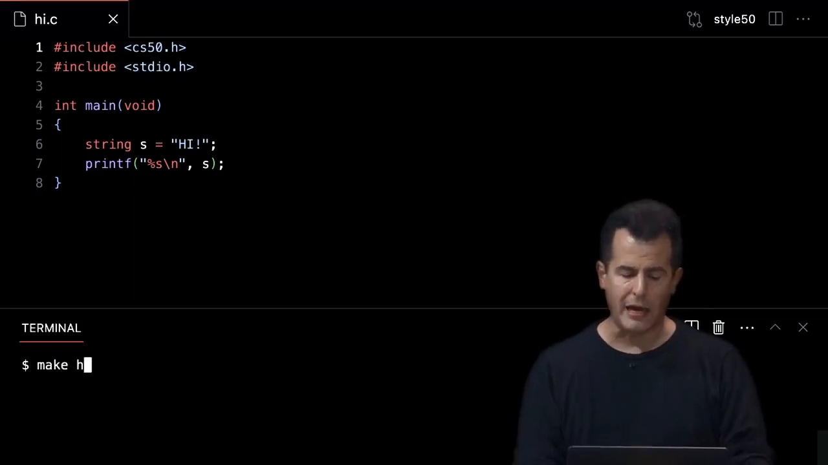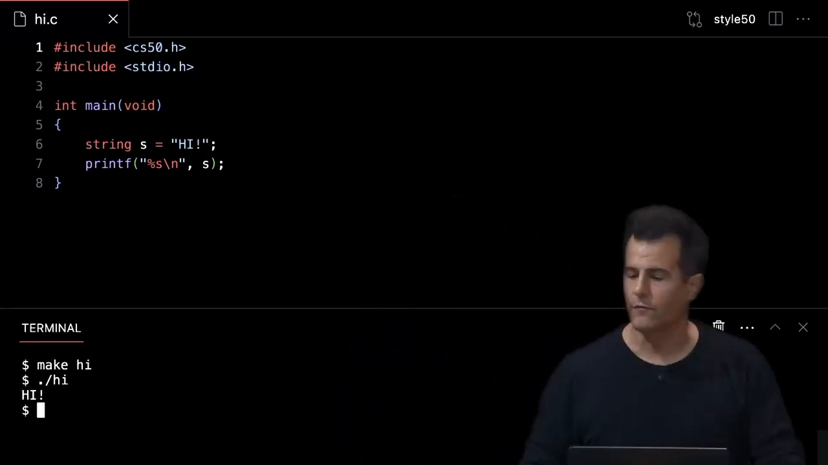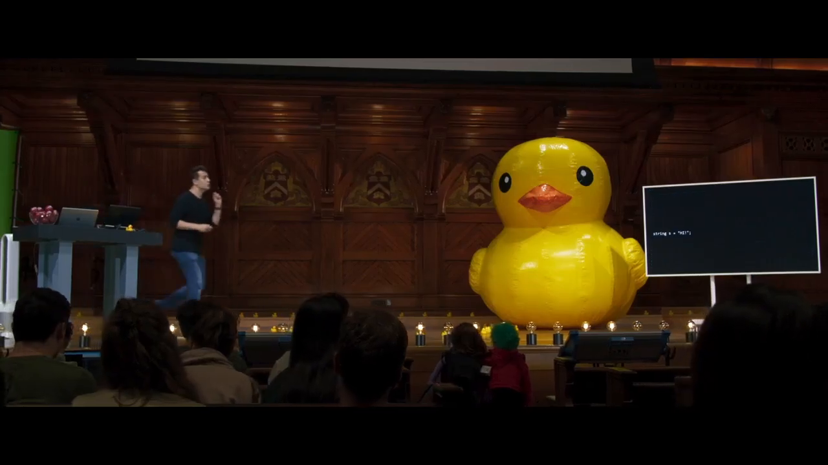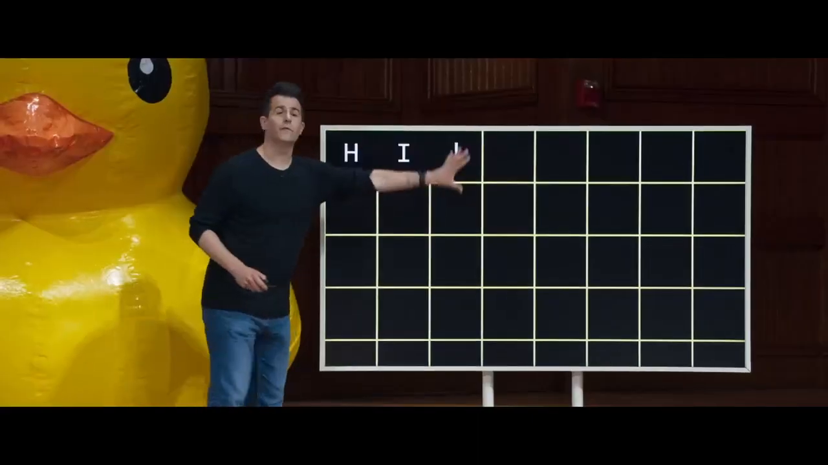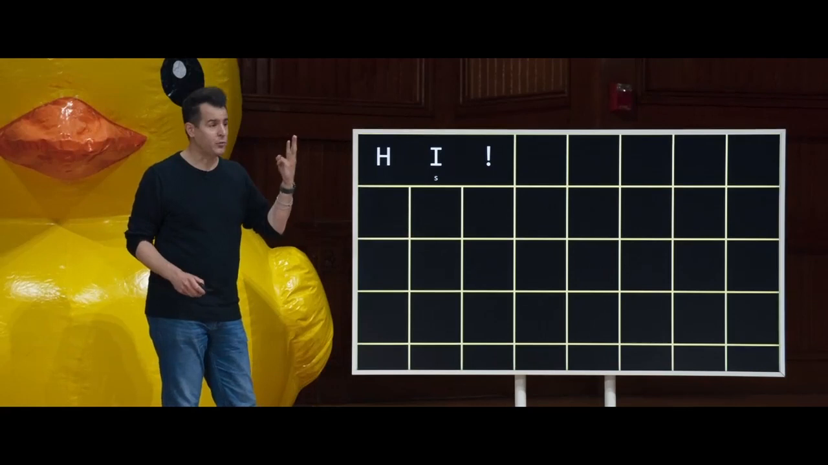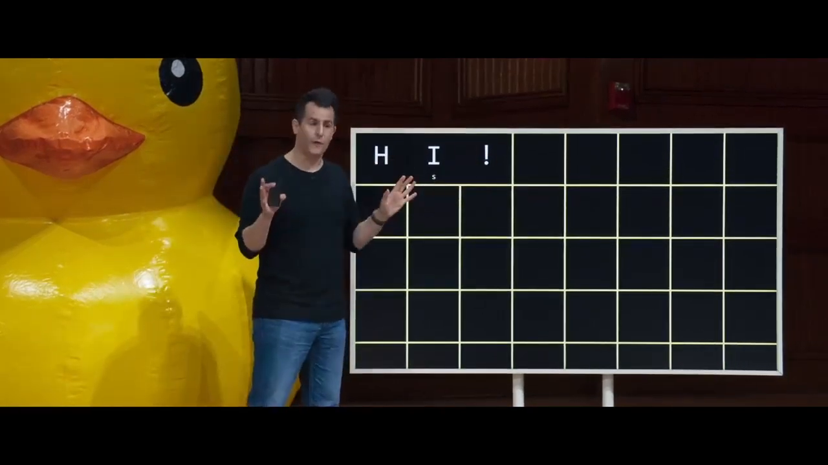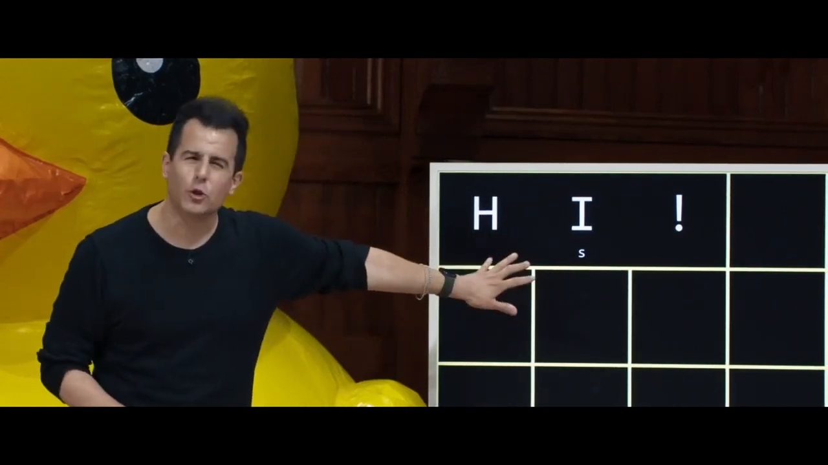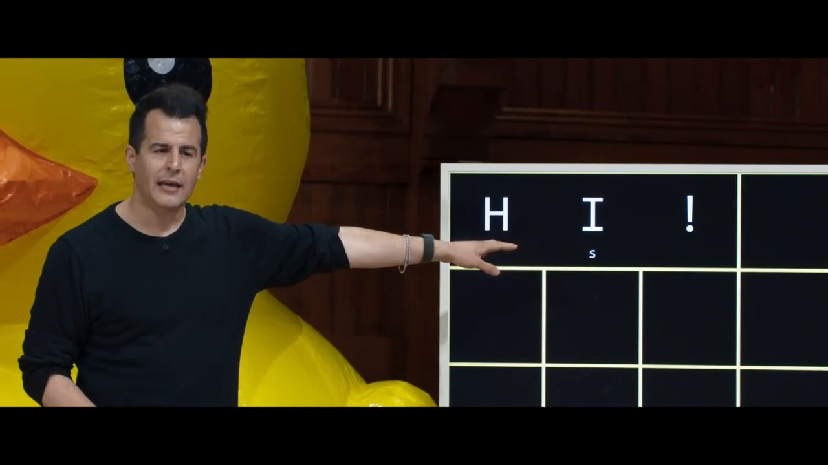But if I now do make hi, it does compile ./hi, and it still prints out the exact same thing. But what's going on inside of the computer's memory when I use a string called s instead of 3 chars? Well, you can kind of think of the string as taking up at least 3 bytes: H, I, exclamation point. But it's not 3 separate variables. It's 1 variable. But what does this really look like now, especially if I add back the yellow lines?